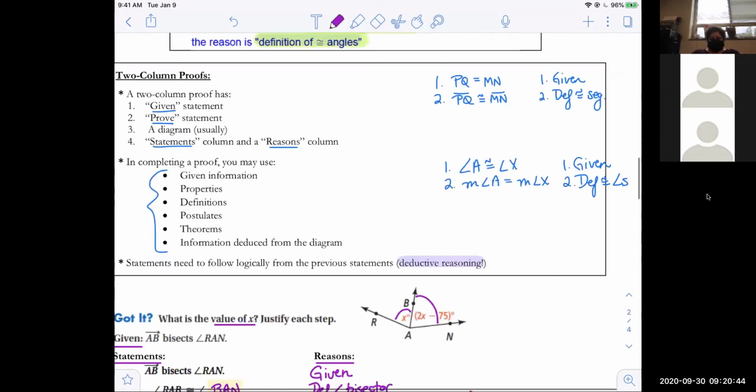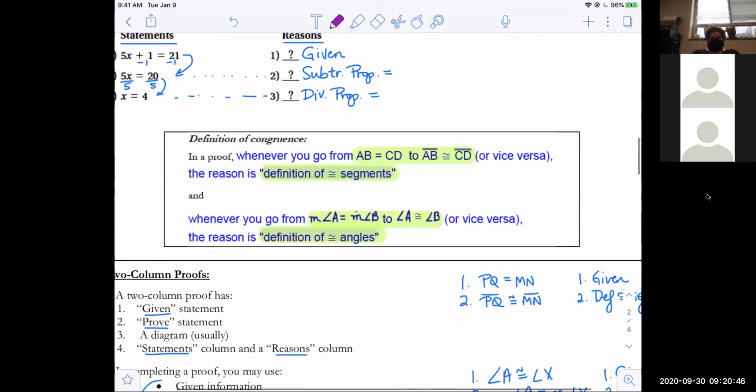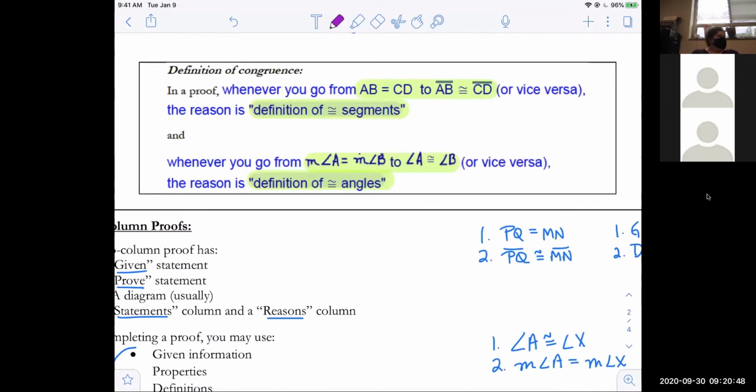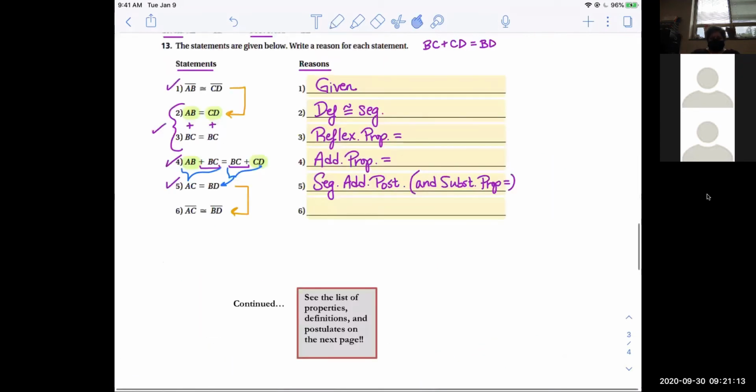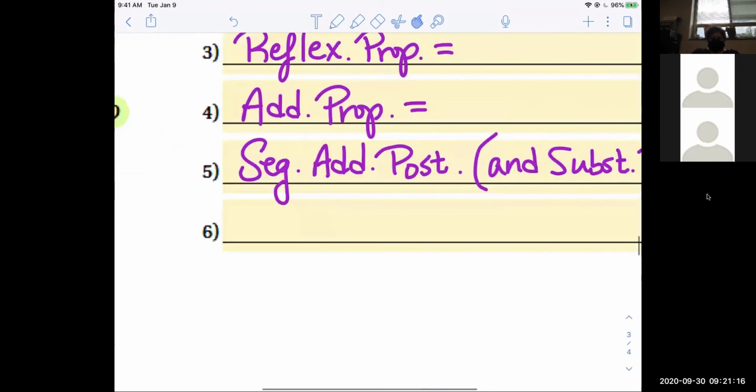Okay, let's look up here. And look at this. But they're not angles, they're what? Segments. So whether you go from equality to congruence or congruence to equality, that's the meaning of the word congruent, right? Congruent means they have the same length. So, definition of congruent segments.